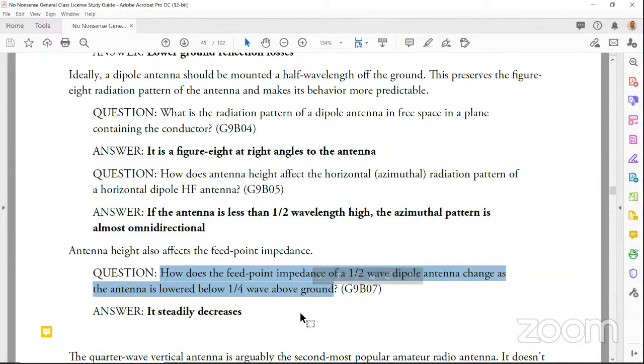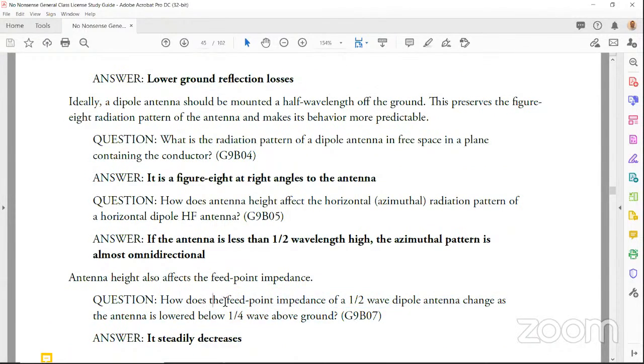Let's do a last question before we go into some theory. How does the feed point impedance of a half-wave dipole antenna change as the antenna is lowered below quarter wave above ground? So let's dissect this question. They're asking us, how does the feed point impedance change? So they want to know, does it increase or does it decrease?